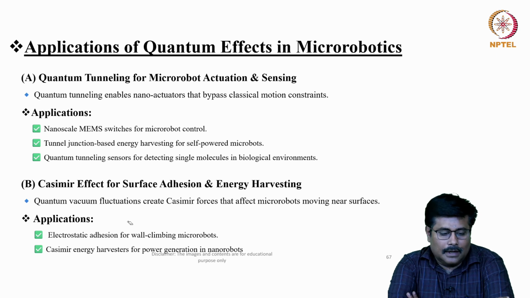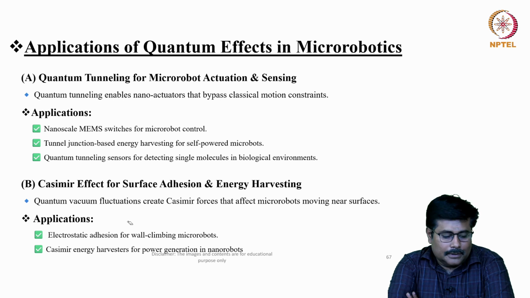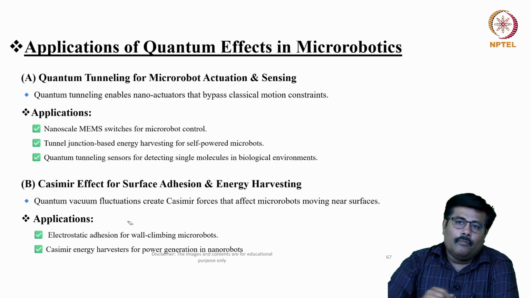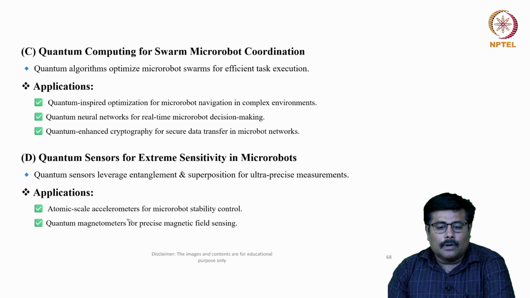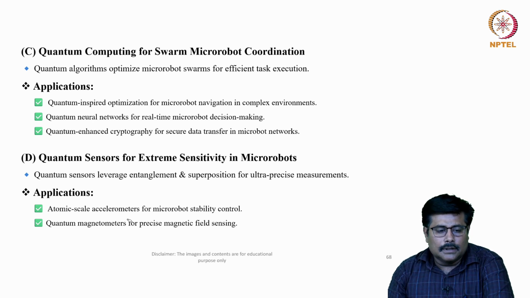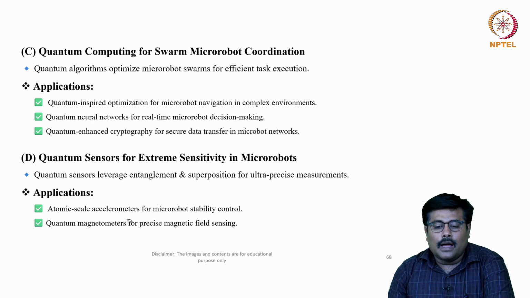Similarly, for the Casimir effect in surface adhesion and energy harvesting, quantum vacuum fluctuations create Casimir forces that affect micro-robots which move near a surface. From an application perspective, we have electrostatic adhesion for wall-climbing micro-robots and Casimir energy harvesters for power generation in nanorobots. Similarly, we have quantum computing for swarm micro-robot coordination. This quantum algorithm optimizes a micro-robot swarm for efficient task execution.